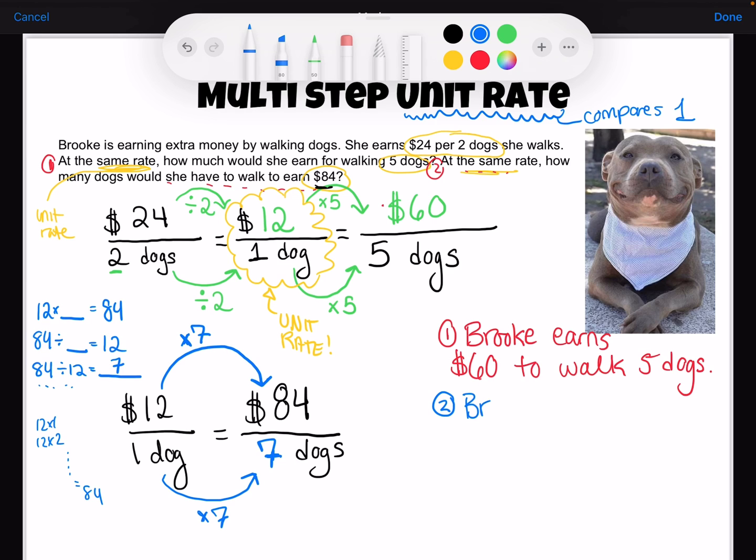So Brooke would have to walk 7 dogs, getting that information from our answer, to earn $84.